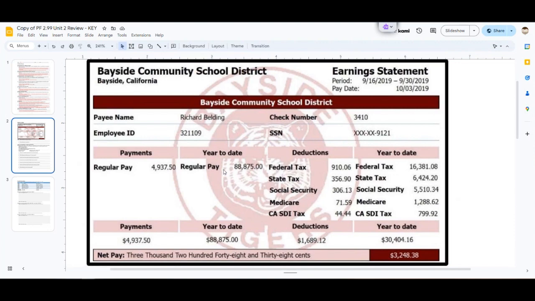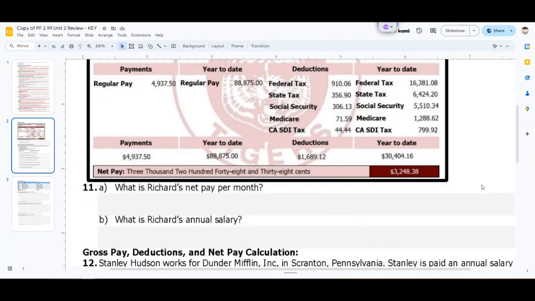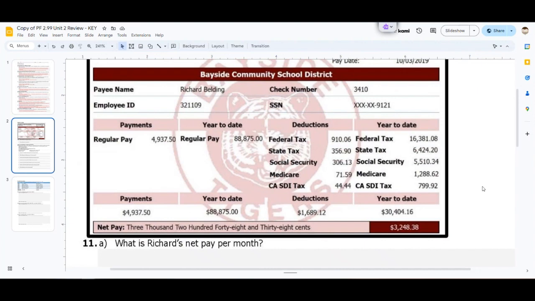It's not their salary. All right, then we get into the deductions on the current paycheck, and then deductions for the year, again, so far. That's not how much will be deducted for the entire year. It's only so far, and in this case, through the end of September. So we're given 2 questions. What's his net pay per month and what's his annual salary? Again, anytime we're asking about salary, that's asking about gross pay.